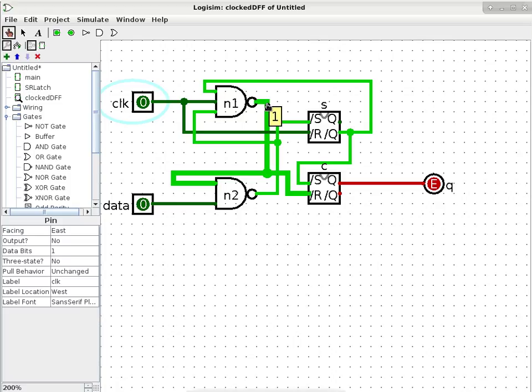Okay, is that analysis working? Okay, so we'll go ahead and actually do that. Clock switches from 0 to a 1, and you can see that's exactly what happened. We anticipated this to be what's going to happen.